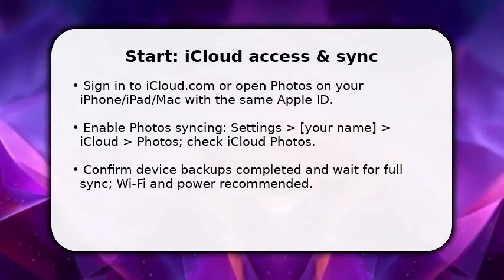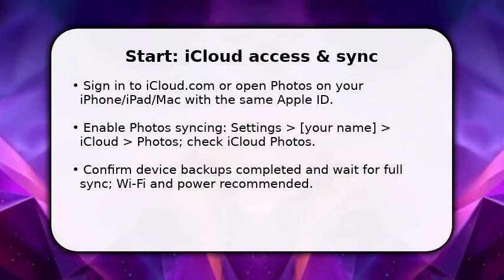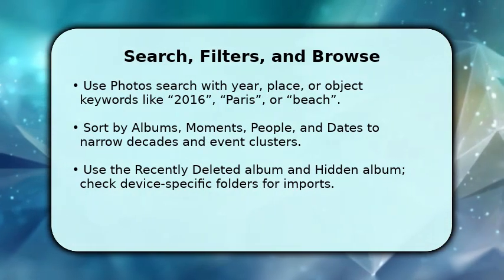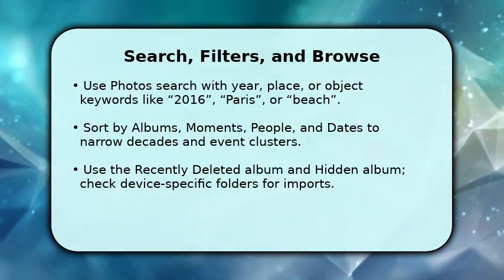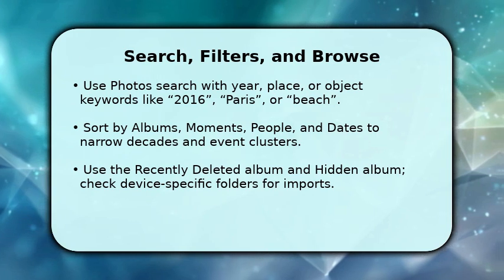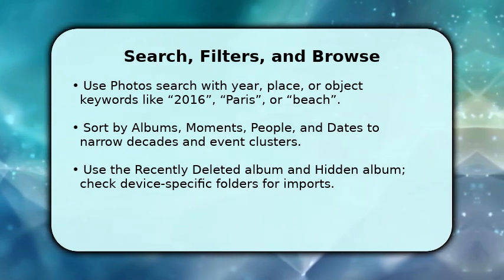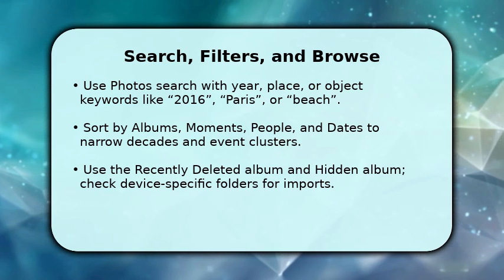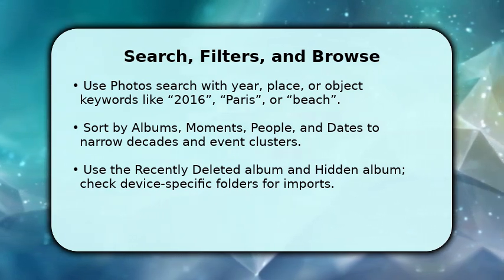Now you search and narrow down the library. Type year, place, or subject into Photos search to quickly pull old shots. Once done, switch views: albums, moments, people, because older images often surface under event groups rather than raw chronology.